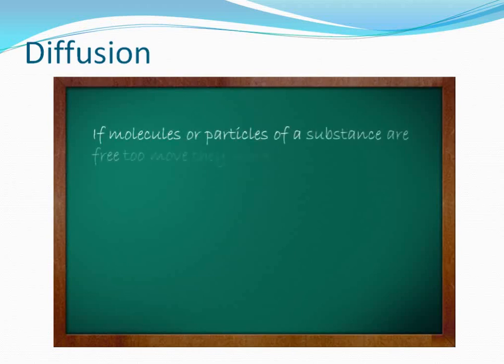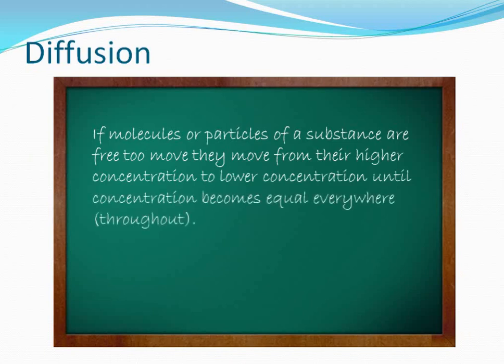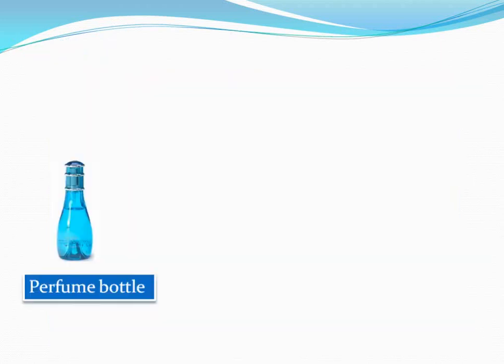If molecules or particles of a substance are free to move, they move from their higher concentration to their lower concentration until the concentration becomes equal everywhere. This movement is known as diffusion. Did you understand that? You see, diffusion means that particles of matter move from the place where they are in a large amount, that is, they have a very large concentration, to the place where there are no particles of matter of that substance, where there is a very low concentration of particles of that substance.